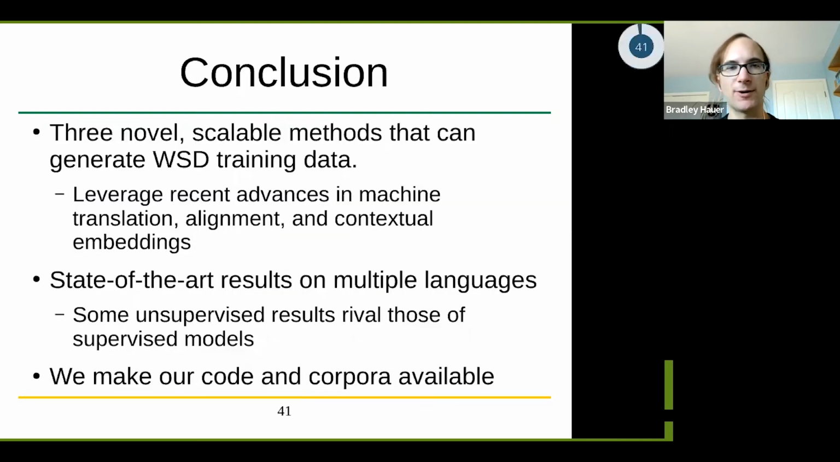So wrapping up this part of the talk, we have presented three novel, scalable methods that can generate WSD training data, leveraging recent advances in machine translation, alignment, and contextual embeddings. I have shown you that we are able to achieve state-of-the-art results on multiple languages, including some unsupervised results rivaling those of supervised models.